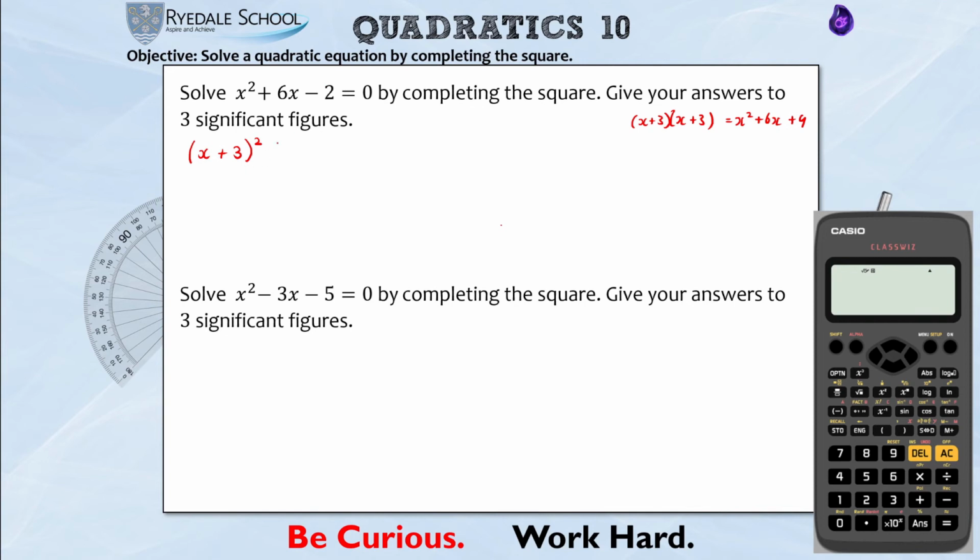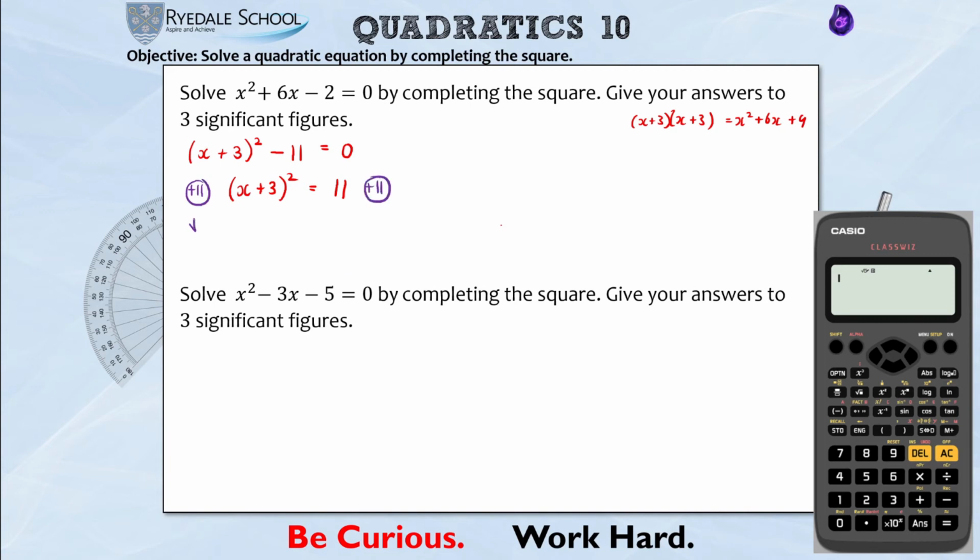So I've currently got plus 9. I need to get back to negative 2. I need to subtract 11. So I've rewritten it in the form of completing the square, and I've got equals 0. Now I'm going to use my inverses. I'm going to add 11 to both sides. So I get x plus 3 squared equals 11. And that was adding 11 to both sides.